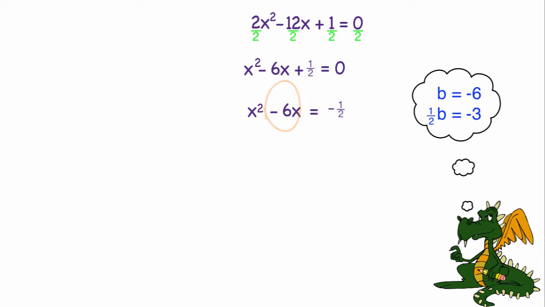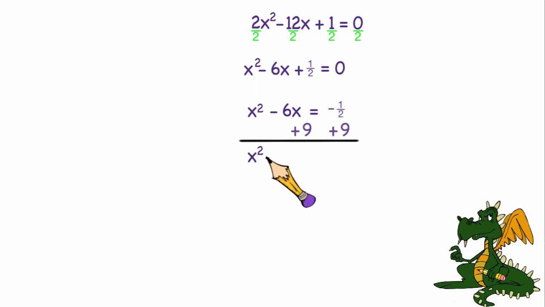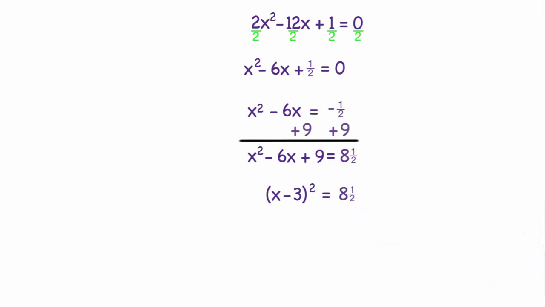Now we'll be looking at the b term, which is negative 6. And we'll take 1/2 of that, which gives us negative 3. Now we will square that, giving us 9. So it's 9 that we'll be adding to both sides of the equation. So our problem will look like x squared minus 6x plus 9 is equal to 8.5. Next, we factor the left-hand side, giving us (x minus 3) squared is equal to 8.5.